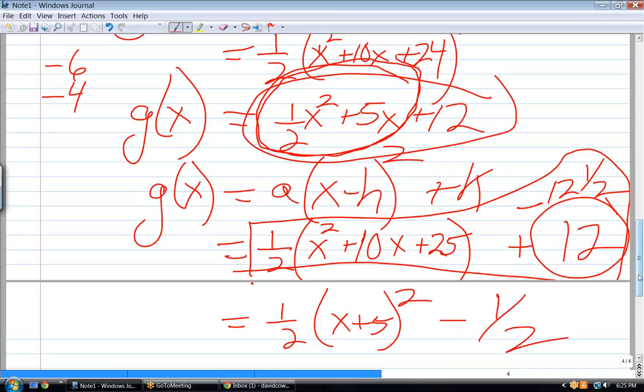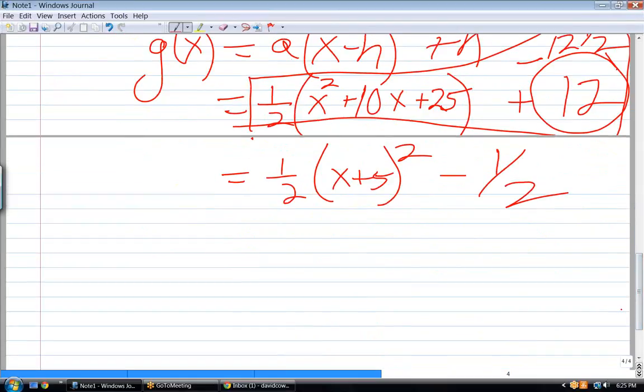So what's the vertex? Wait, so what? Audio? Uh-oh. Can you not hear me, Sarah? I'm struggling with the audio a little bit. Okay, wait, it's coming back. Okay. Yeah, okay, I lost the little box. Okay, so what's the vertex?